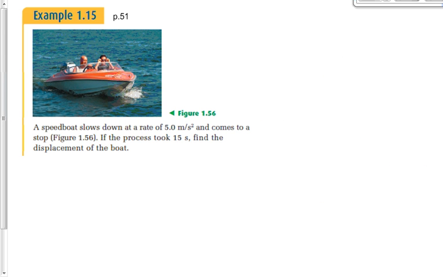Try another one. A speedboat slows down at a rate of 5 meters per second squared and comes to a stop. If the process took 15 seconds, find the displacement of the boat. I got my red pen out. What do I want to circle or highlight or underline or draw attention to in this question? Not my givens, but something kind of strange that could lead me to a silly mistake here. Yeah? Good. So we're going to make that negative, right? So something is negative 5.0 meters per second squared. Something is 15 seconds. We're looking for the displacement of the boat.